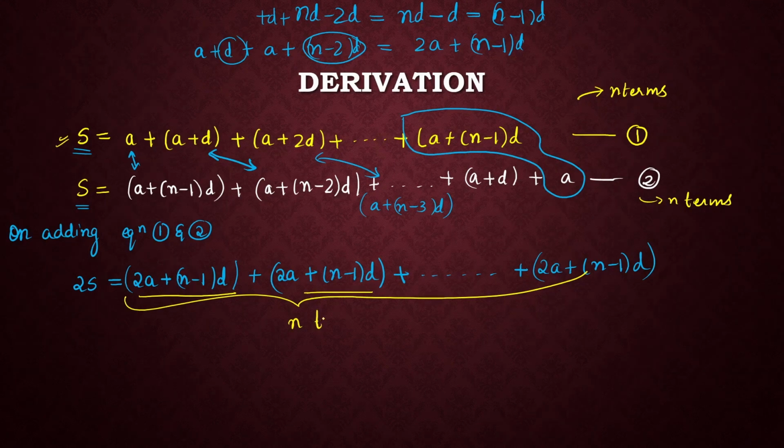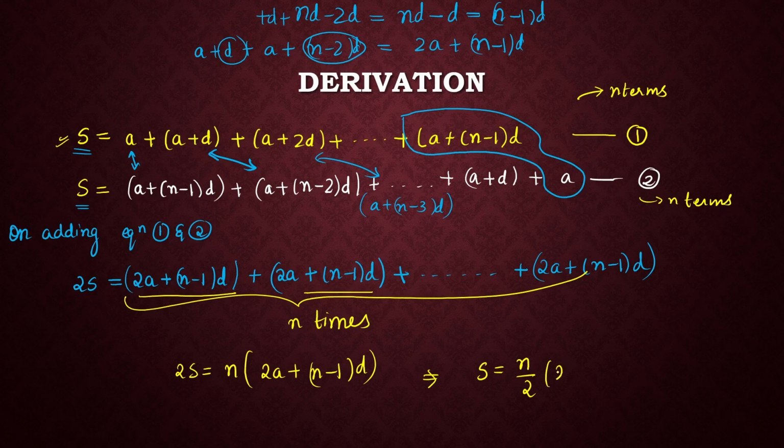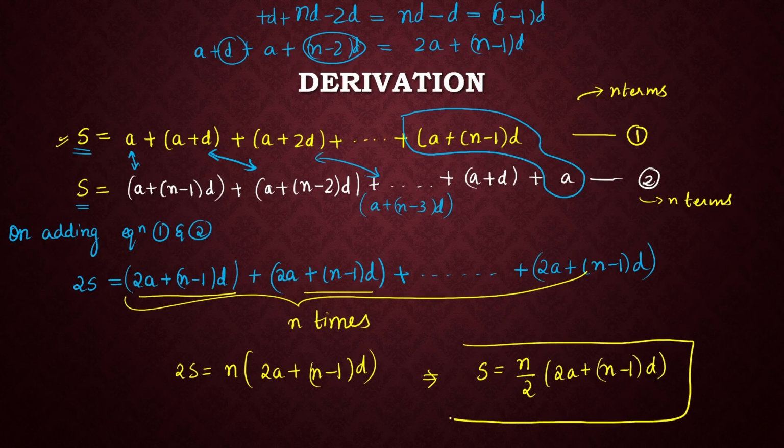Here I have this n times. So I can write it as 2S is equal to n times of 2a plus n minus 1 into d. So if I take 2 to the other side, then I can write this equation as S is equal to n by 2 into 2a plus n minus 1 into d. So this is the formula to find the sum of n terms. Very important formula. Need to note this down.